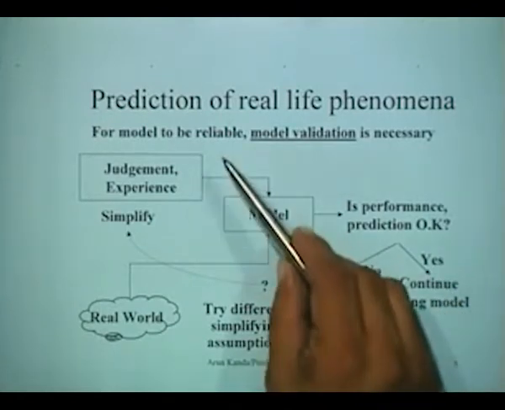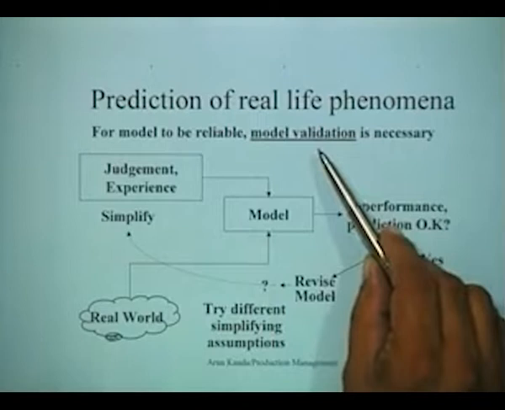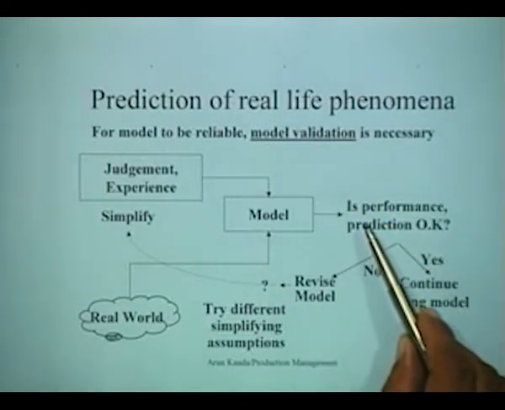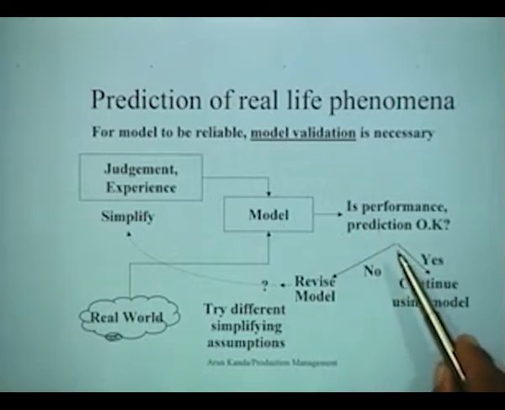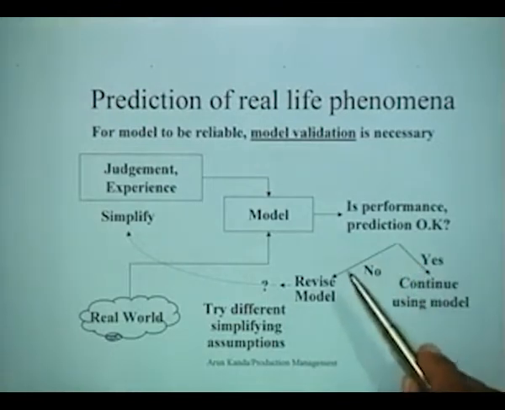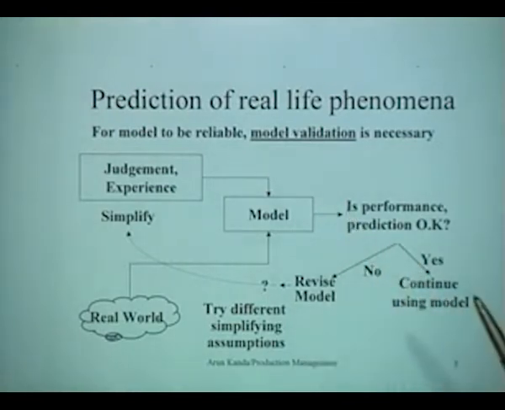Of course, for a model to be reliable, model validation is necessary, which means the kinds of results that you get from the model, are they actually coming out in conformity with what real results are, and this process is known as model validation. There are various mathematical ways of doing it, but essentially we are trying to find out whether the results from the model are good enough or not.